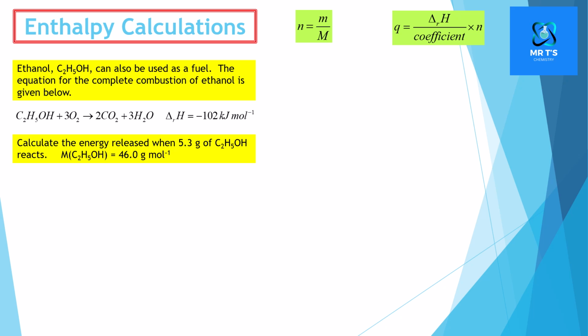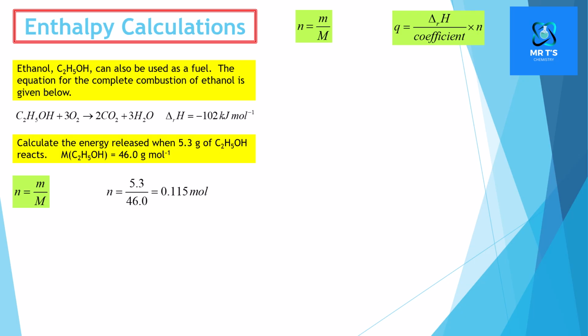Now, notice this equation is telling us what energy is released when 1 mole of ethanol reacts, because there's no other coefficient in front of it, so that means 1 ethanol would produce exactly that much energy. So what we want to work out for a start is how many moles of ethanol is actually 5.3 grams. Then we can find out the amount of energy that it would release. So the moles of ethanol equals the mass divided by the molar mass.